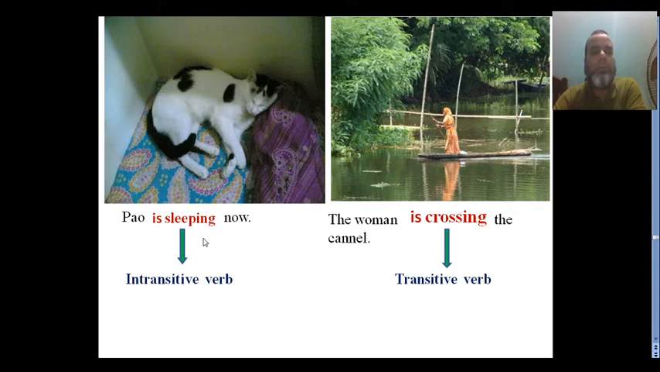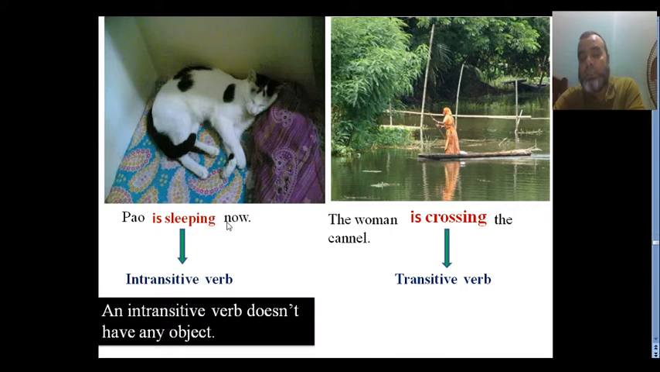First of all, Paul is sleeping now. In this sentence, Paul is sleeping. There is no object here, so it is called an intransitive verb. That means in an intransitive verb, there is no object. An intransitive verb doesn't have any object.